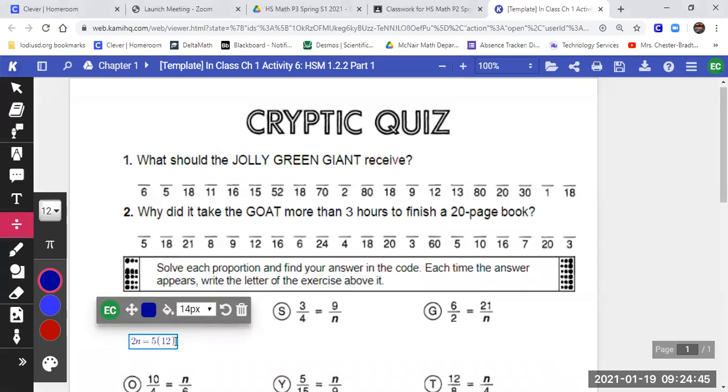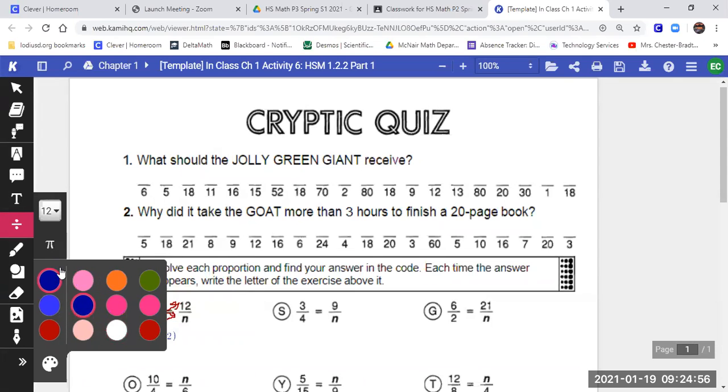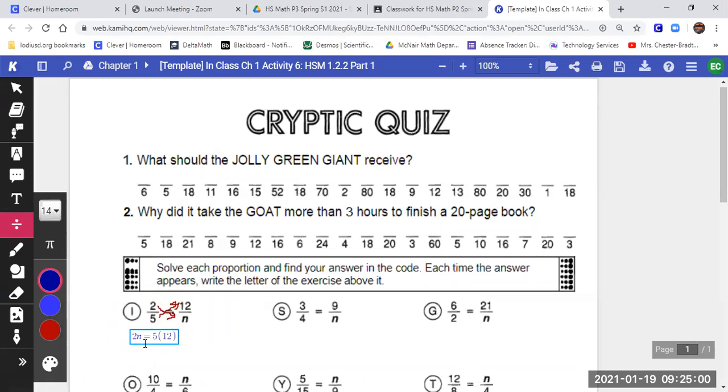Okay, so we need our next equation. Now remember, this is 2 times some number equals 5 times 12. All right, that's what we said. 2 times some number equals 5 times 12. I changed this to 14, so it was bigger. Okay, so the way I undo a multiply is what? What's the opposite of multiply?